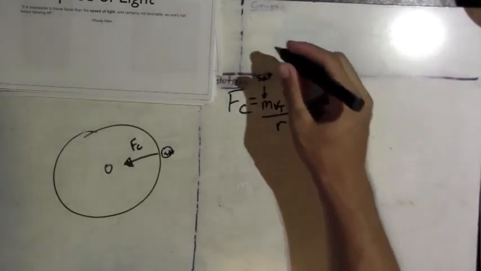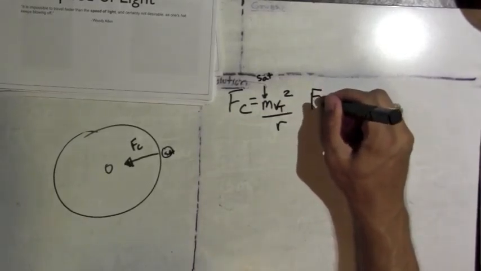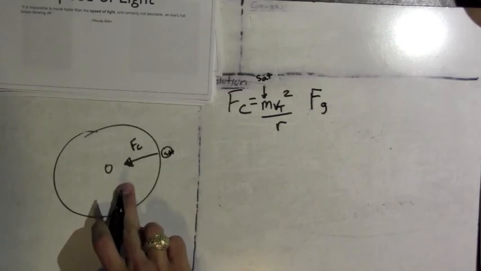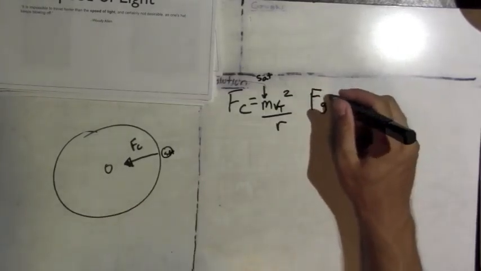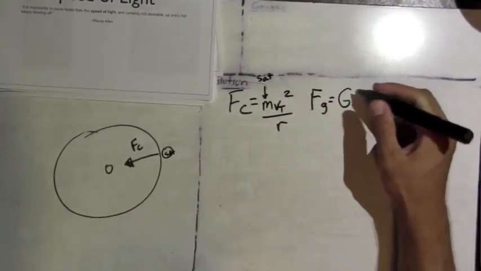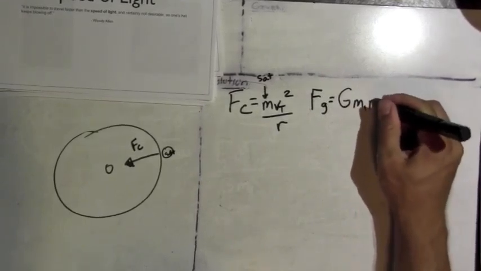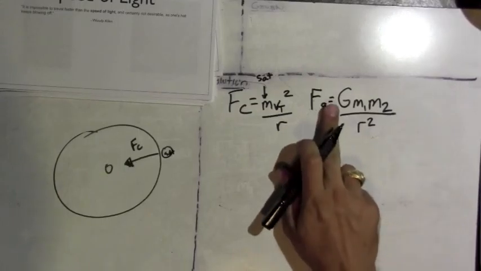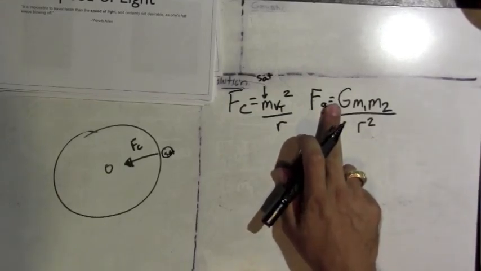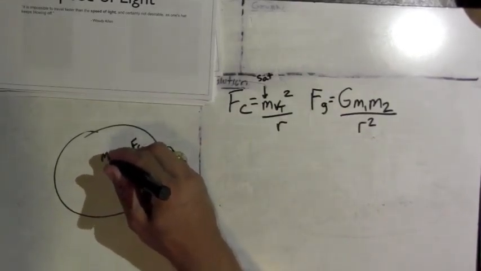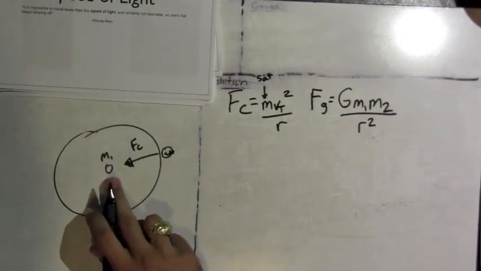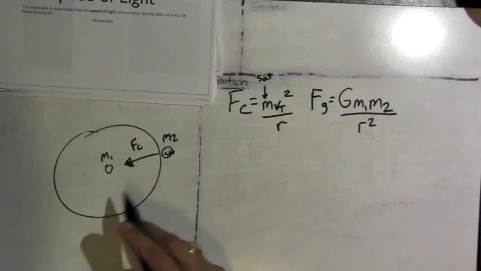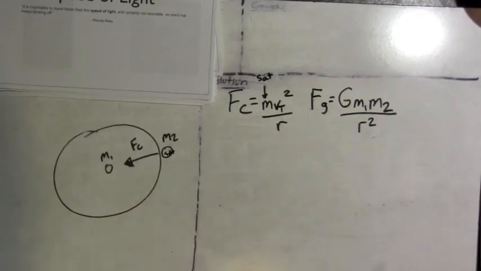We also have the gravitational force formula. We know that the gravitational force is what actually supplies the centripetal force. We know that the gravitational force can be calculated using Newton's law of universal gravitation, which basically says you have a universal gravitational constant, G. You have mass 1, which is the mass of the Earth. You have mass 2, which represents the satellite. And you have r, which is once again the distance between them.